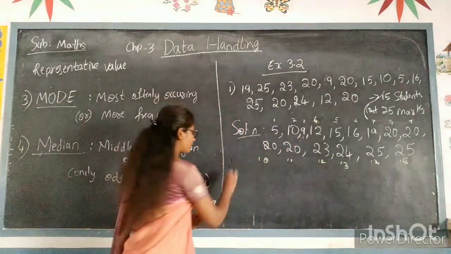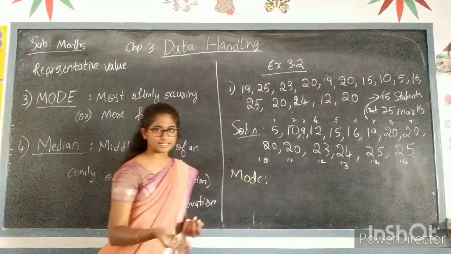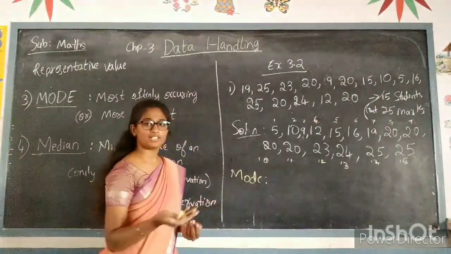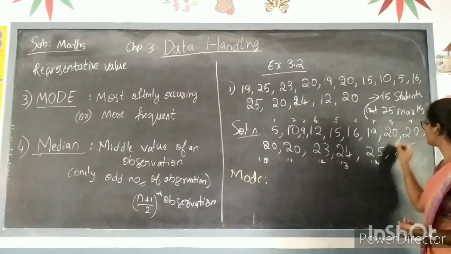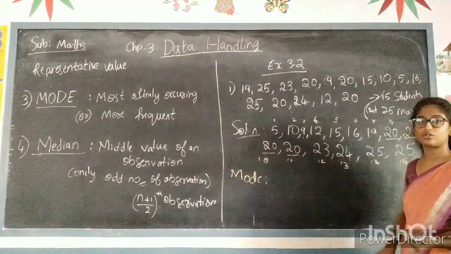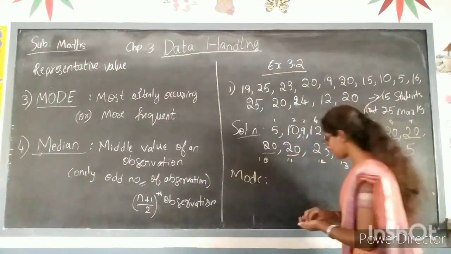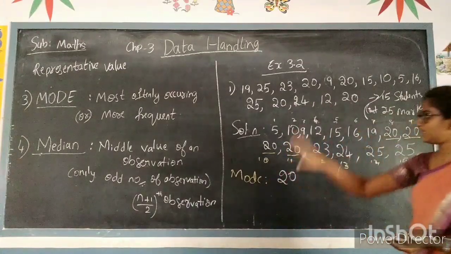Now what is the mode here? Mode is nothing but the most often occurring term. Which is the most often occurring term here? 20, because it is repeated 4 times. The mode here is 20. What about the median?